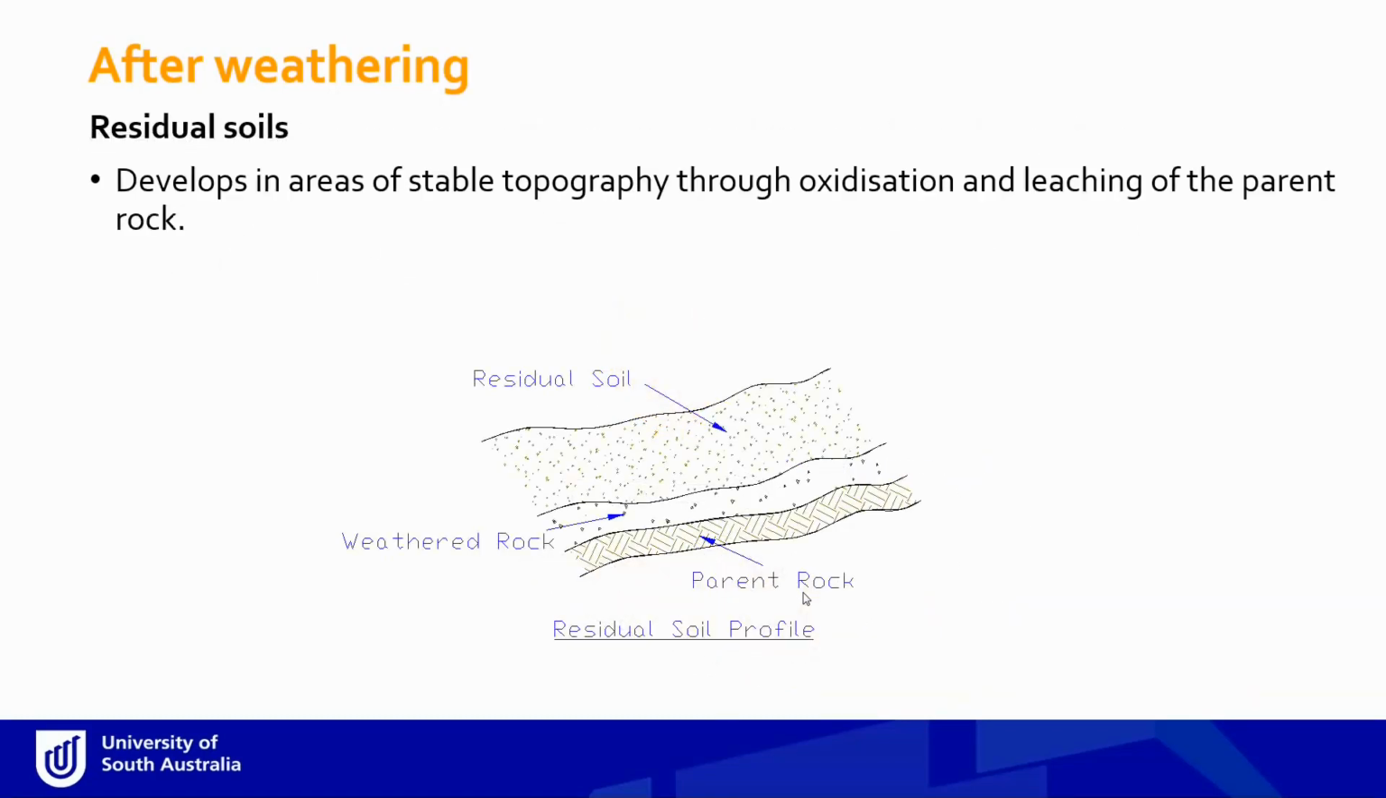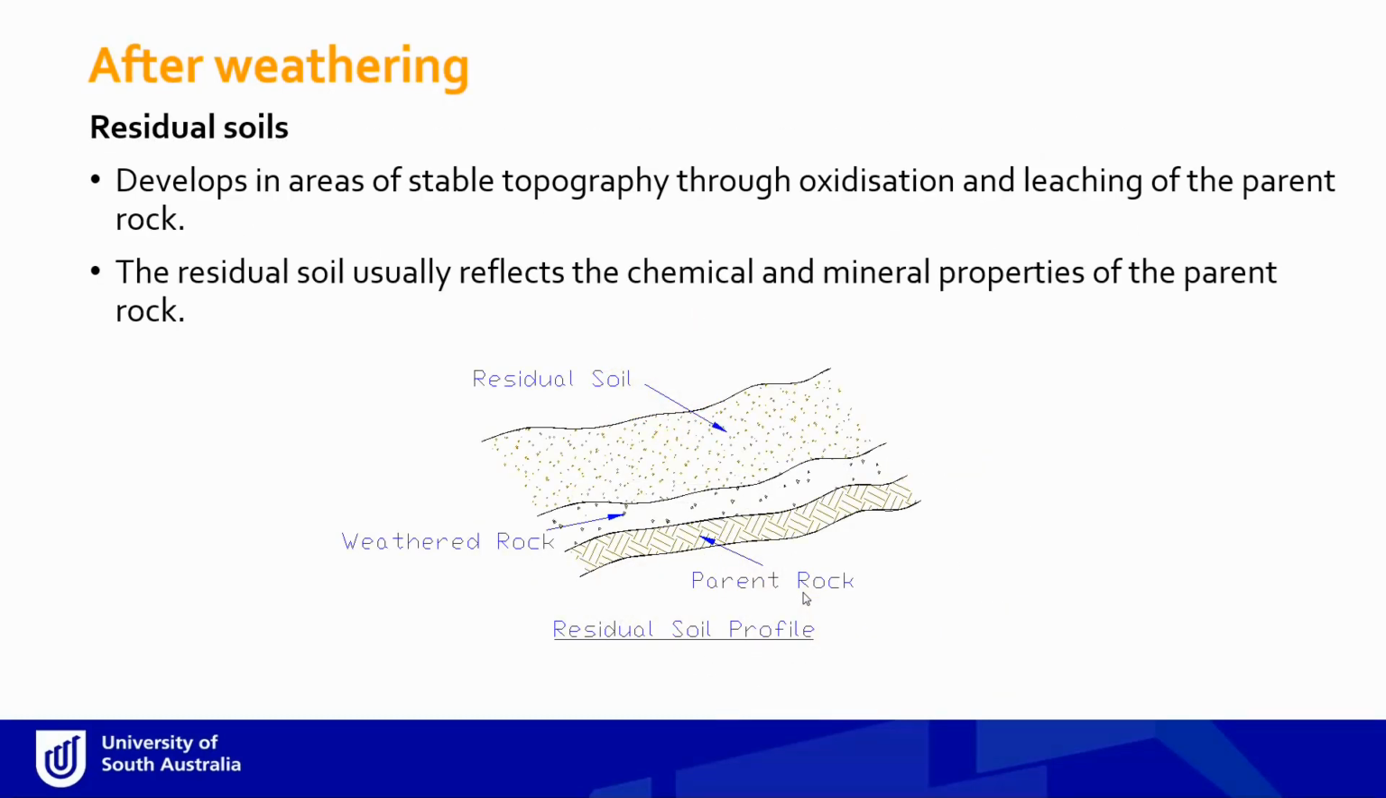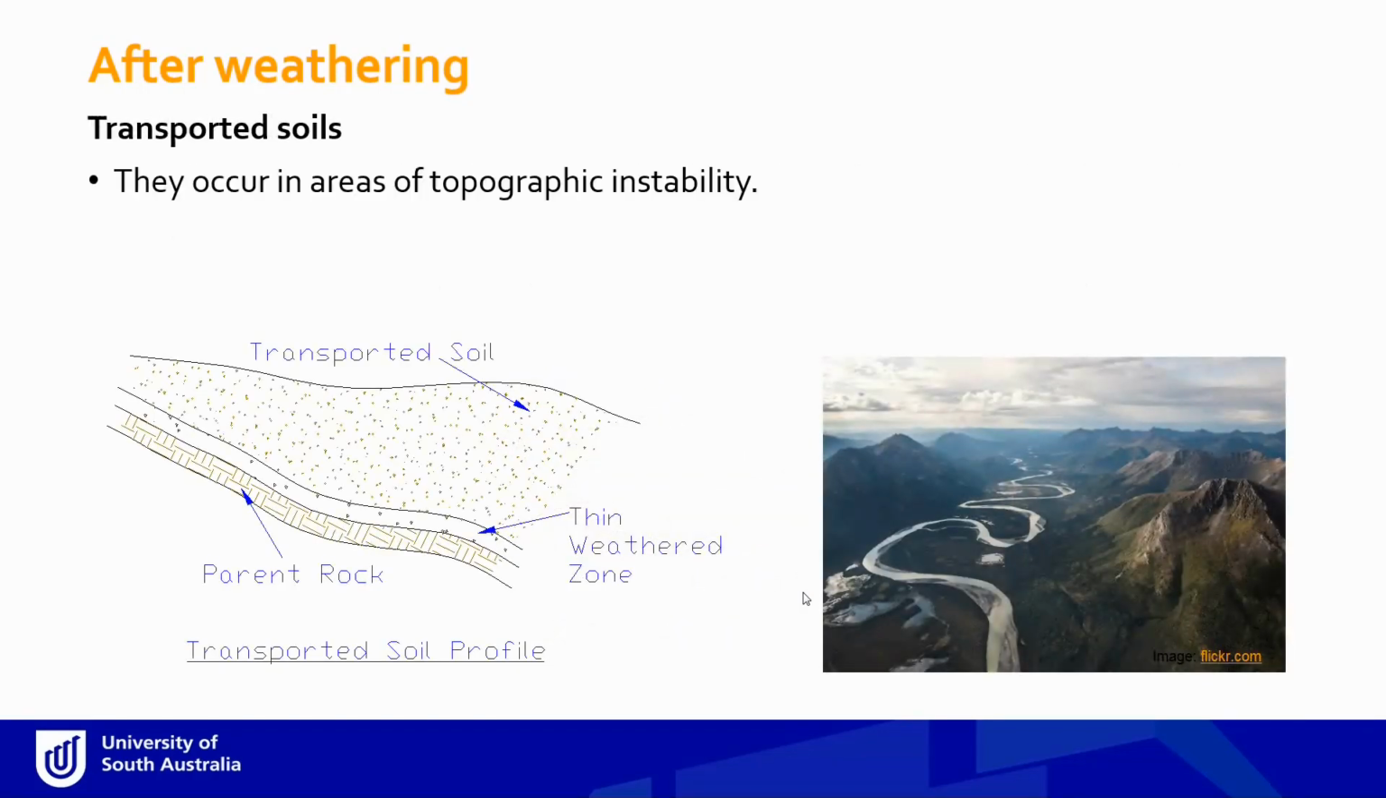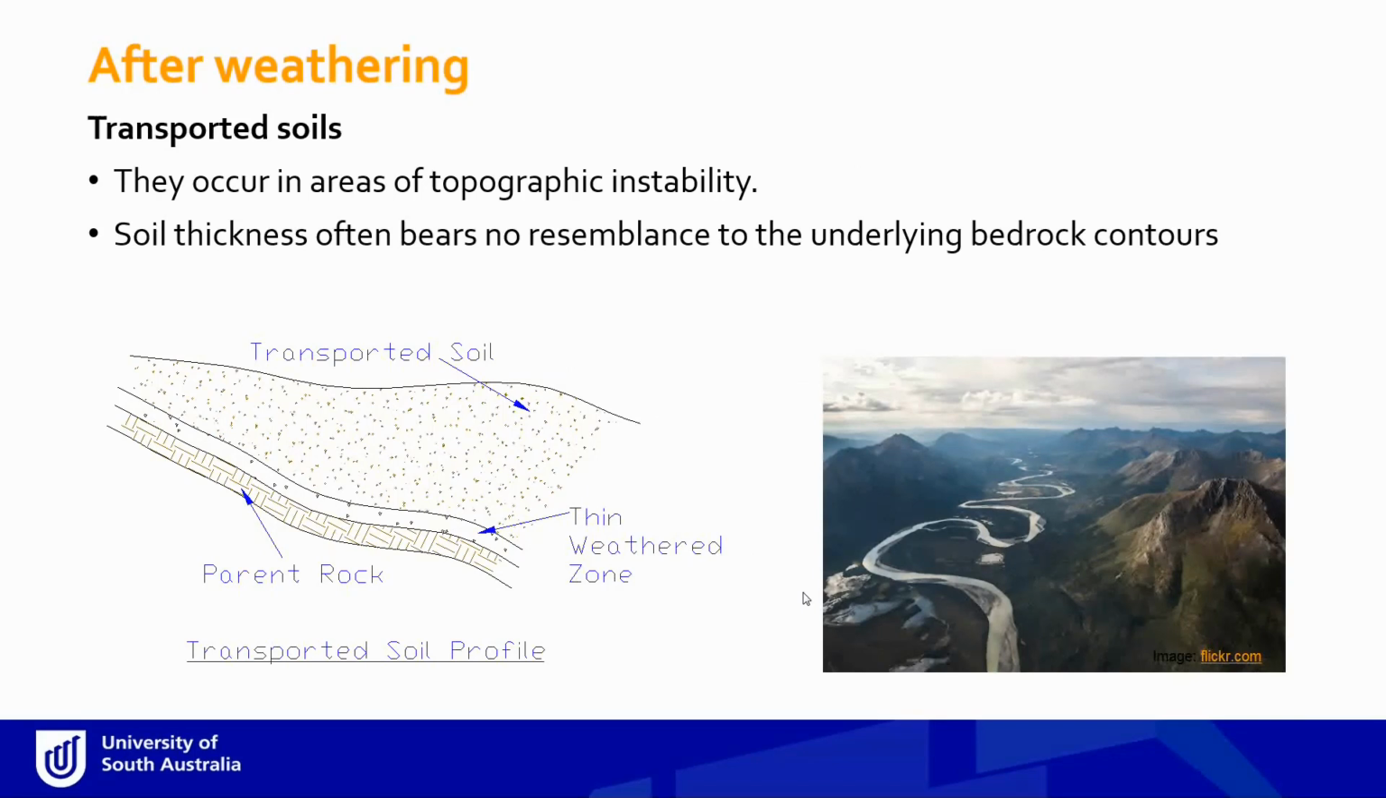Now, for residual soil, obviously, since it is staying at its place after disintegration, it will be developing in the areas of stable topography. On the other hand, if we look at transported soil, it will be happening in the areas of unstable topography, like these on a slope of a hill or a mountain, and then the soil thickness or the chemistry of soil in here and the bedrock may not have any resemblance.